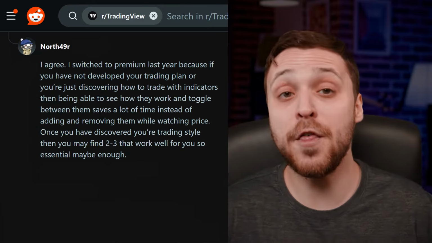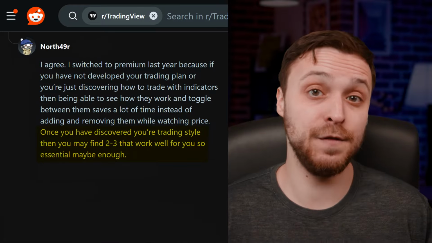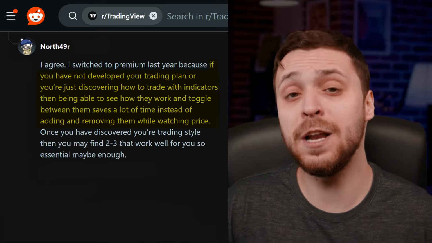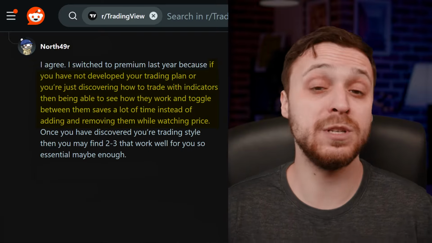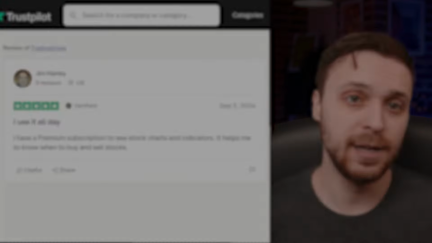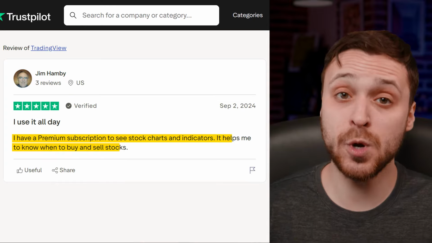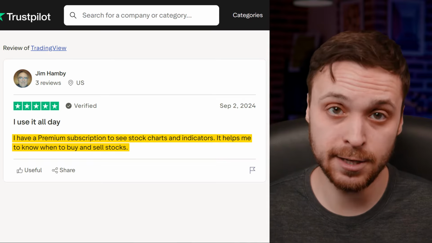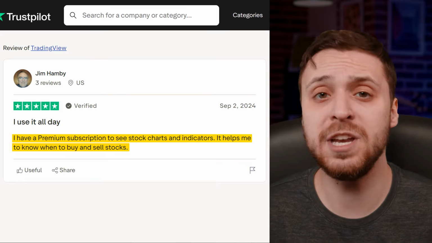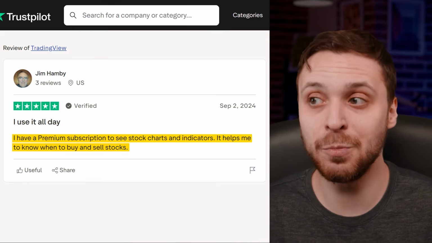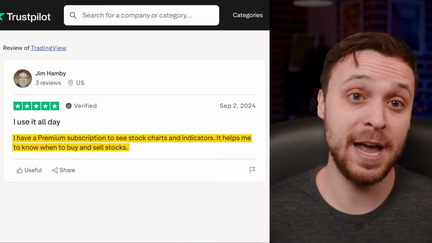Another person mentioned that while Essential might be enough once you've settled on a simple strategy in the beginning, the freedom to experiment with many indicators in Premium was invaluable when he was developing his style. And another review I found from a satisfied Premium user mentioned that he has a TradingView Premium subscription specifically to see stock charts and indicators. He stated plainly that it helps him know when to buy and sell stocks. I mean, you should use a bunch more information points, but yeah, it can help in that too. So this is, I think, a great example of the TradingView Premium Plan delivering on its core promise to a bunch of people who use different parts of the program and have different strategies.